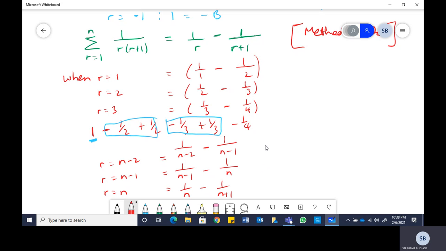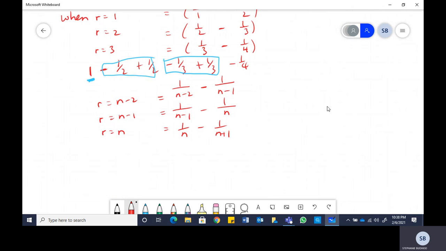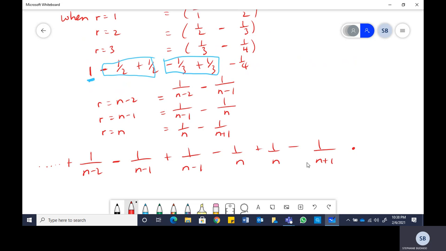So let's see what's happening here if we were to add these values, okay? So adding these values, you'll get 1 over n minus 2. Remember, there were values before this, okay? Minus 1 over n minus 1 plus 1 over n minus 1 minus 1 over n plus 1 over n minus 1 over n plus 1. And this is your last term, so there's a full stop here.